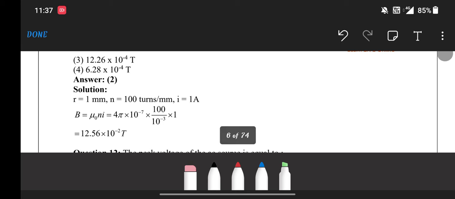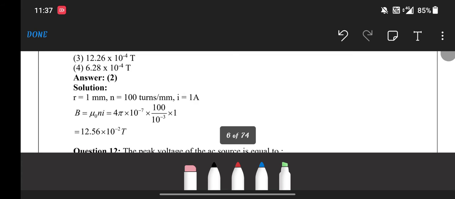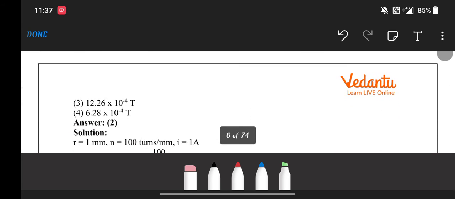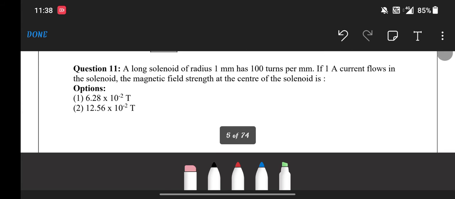So if we use the formula B is equal to mu naught into n into I, that is equal to 4 pi into 10 to the power minus 7 into 100 by 10 to the power minus 3 into 1. So we get 12.56 into 10 to the power minus 2 tesla as the answer. That option is option 2, so option 2 is the correct answer for question number 11.